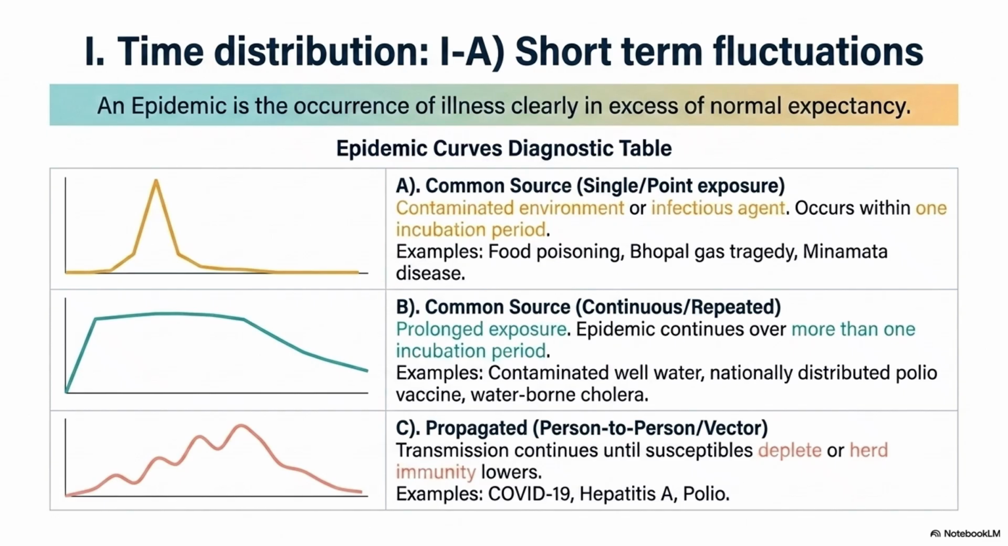And there is a limit, like up to plus 2 standard deviation variation is okay, but more than 2 standard deviation variation, like high cases are happening, means that is also an outbreak. And this outbreak or epidemic curves will be different in different types. Again, in short term fluctuations there are three types: common source single or point exposure, common source continuous or repeated exposure, propagated person to person or vector. And about the first one we will discuss, which is common source single or point exposure.